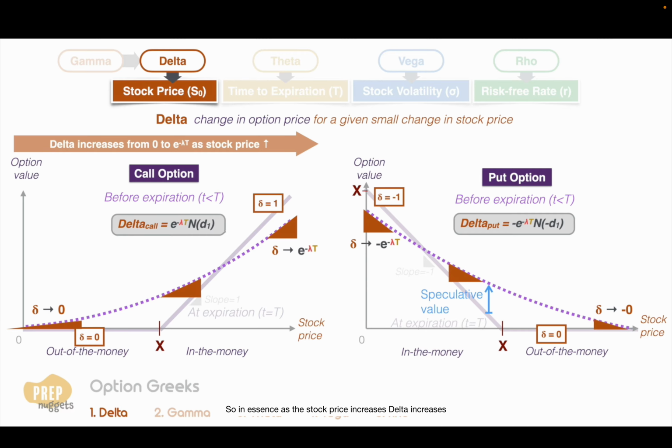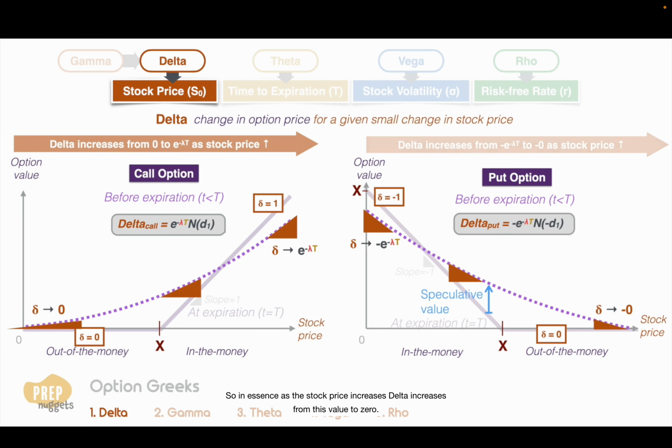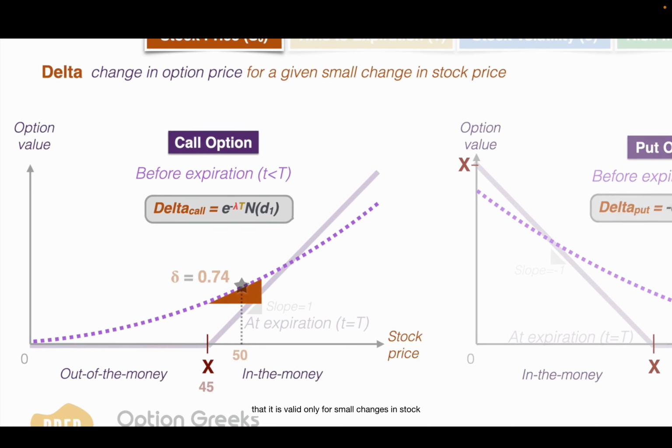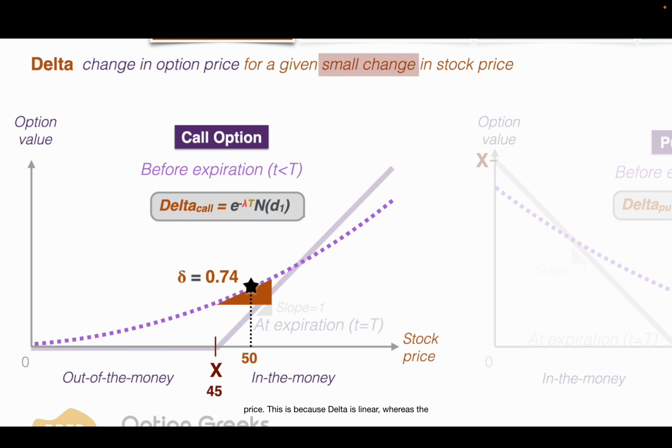So in essence, as the stock price increases, delta increases from this value to 0. This is an increase as we're talking about negative values here. So one key takeaway for option delta is that it always increases with stock price. One major limitation of option delta is that it is valid only for small changes in stock price. This is because delta is linear, whereas the actual relationship is a curve.